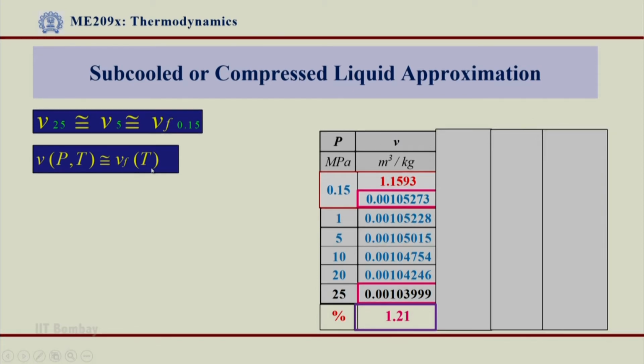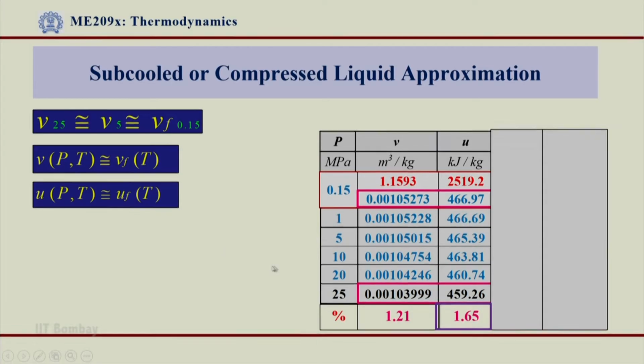I have not shown that it depends only on temperature, but you can verify it using the steam table, alright. Similarly, if I look at other properties, if I look at thermal energy, you can see this percentage change hardly matters, and again we can conclude that u at P,T is approximately equal to uf at T. So, at higher and higher pressure, these properties are the same as they were on the saturation pressure line, on the LV line, alright.